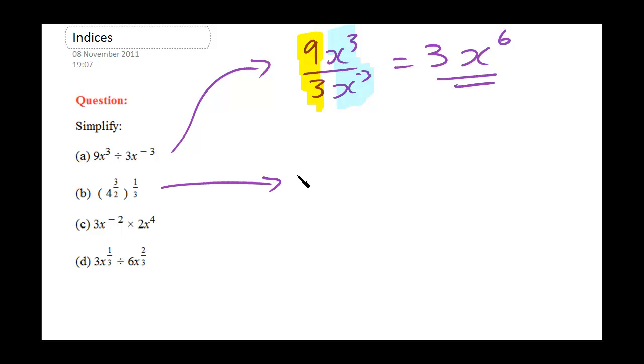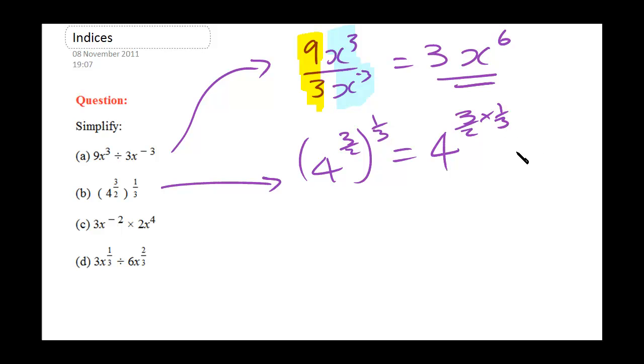Okay, this one, we've got 4 to the 3 over 2 to the 1/3. Now the rule for that is if you've got a power of a power, you times them together. And therefore 3 over 2 times 1/3 is just 4 to the half. And 4 to the half is equal to 2.